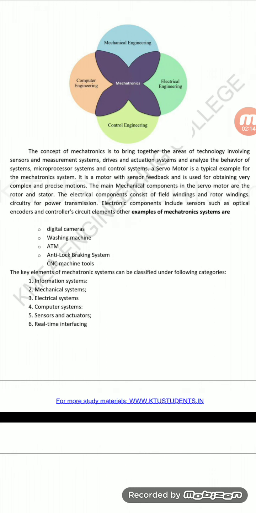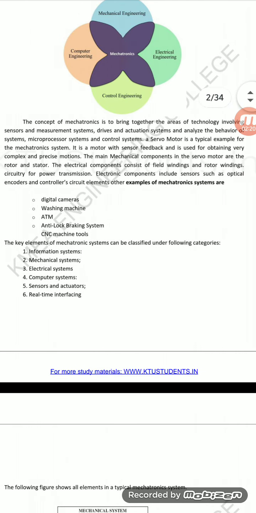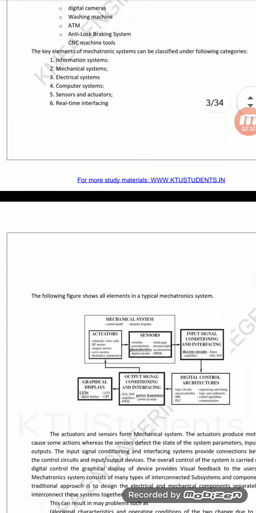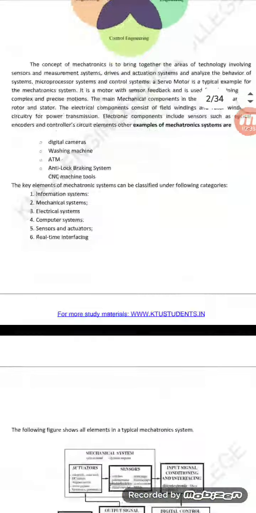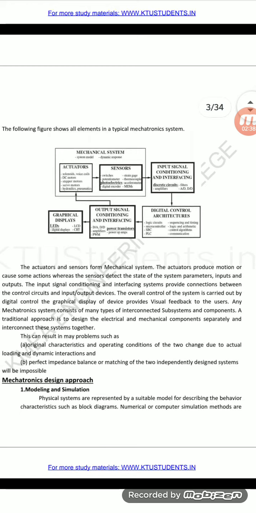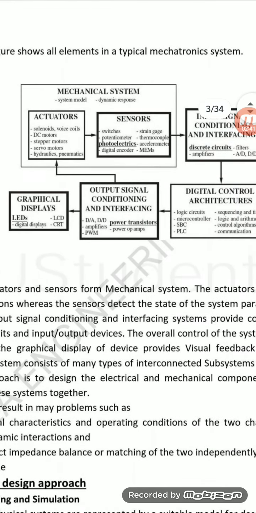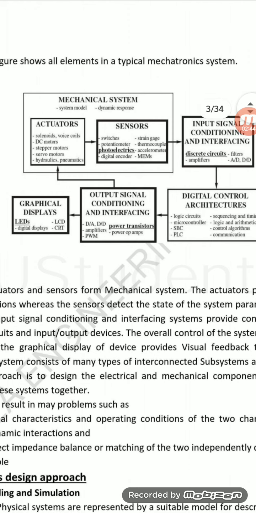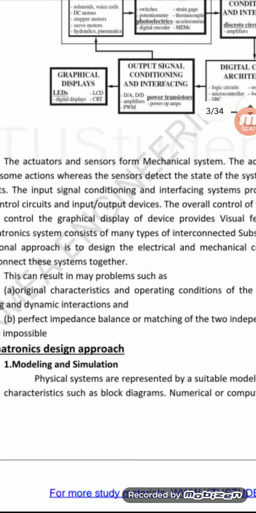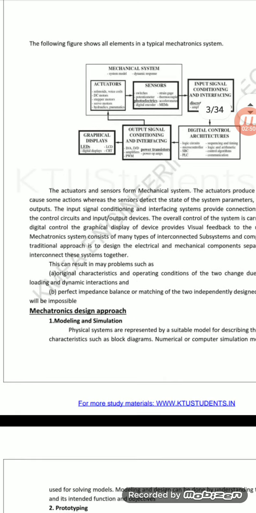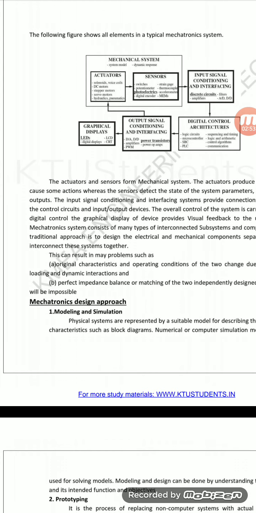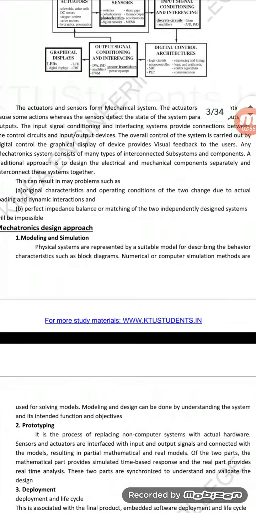The key elements of mechatronic systems can be classified into six types. First, information technology, mechanical systems, electrical systems, computer systems, sensors and actuators, and real-time interfacing. We already discussed some of this in the previous class. Each mechanical system enters into block diagrams, and these block diagrams involve actuators, sensors, input output devices and general control purposes. This is the concept of the elements of mechatronics.